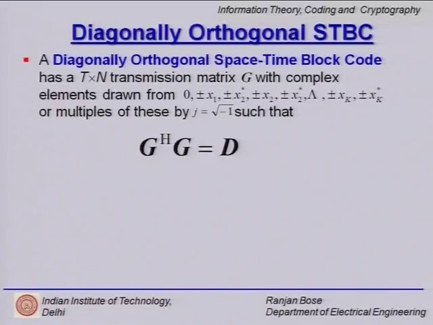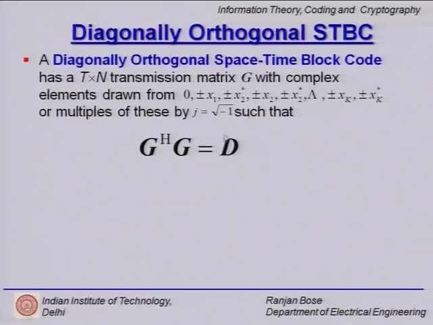Now let's move a little bit ahead and talk about something called a diagonally orthogonal space-time block code. So we are now looking at different variations and what we can buy, what we can compromise and sacrifice. So a diagonally orthogonal space-time block code is a T cross N transmission matrix G. Again, clearly it is using complex elements x1, x2, x3 and so on up to xk, all real and complex, and the condition is that G Hermitian G should be a diagonal matrix.